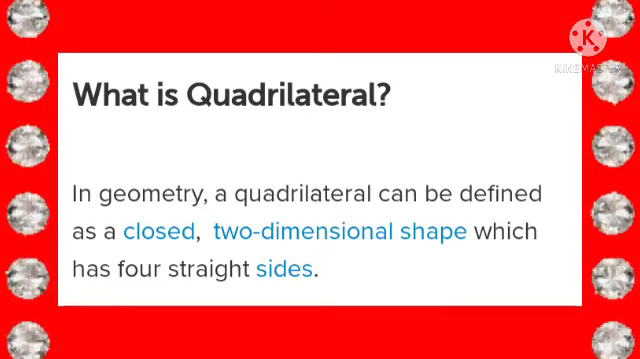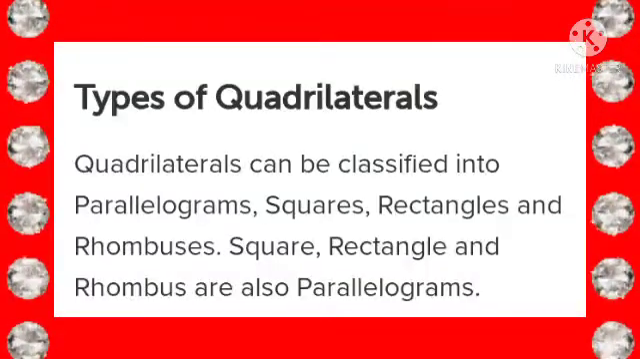Children, before going to see about 2D shapes, let us know what quadrilaterals and polygons are. What is a quadrilateral? In geometry, a quadrilateral can be defined as a closed two-dimensional shape which has 4 straight sides. Types of quadrilaterals. Quadrilaterals can be classified into parallelograms, squares, rectangles, and rhombuses. Square, rectangle, and rhombus are also parallelograms.